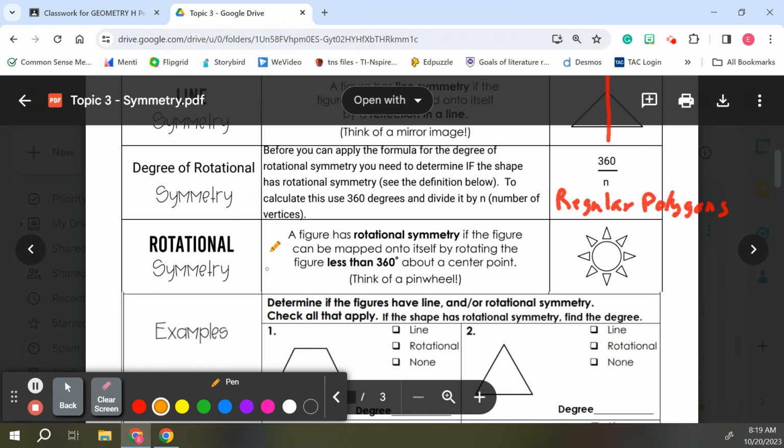Now, the definition for rotational symmetry is: a figure has rotational symmetry if the figure can be mapped onto itself by rotating the figure less than 360 degrees about a center point. So think of a pinwheel. Rotational symmetry means if I took this shape and rotated it counterclockwise or clockwise, it will land and match up perfectly on that next area, without changing the overall shape. These are still rigid motions, okay? You're just seeing if they're symmetric or not. Questions so far?